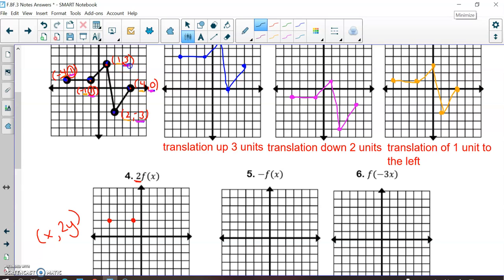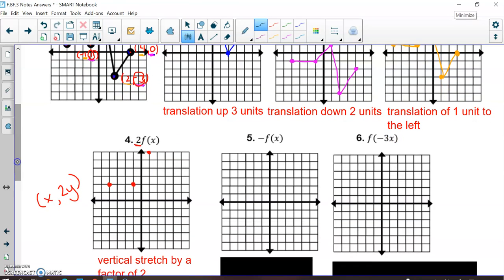The next point, I'm going to multiply my x value by 3, my y value by 2. A 3 times a 2 is a 6. So now I have the point 1, 6. My next point, I'm going to multiply -3 by 2 to get a -6. So now I have the point 2, -6.